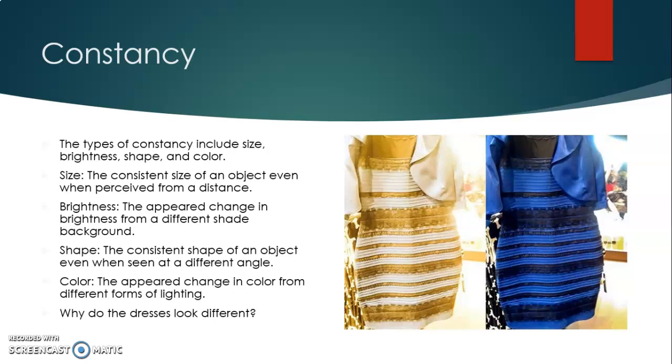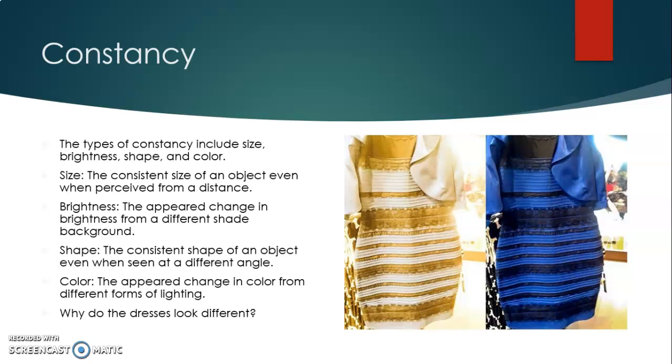Constancy is the perceived assumption that something is the same under different circumstances, such as size, brightness, shape, and color. Size is assuming something is the same even when perceived at a distance. For example, someone far away seems much smaller than they actually are, but you know that they're actually their average size just at a further distance.